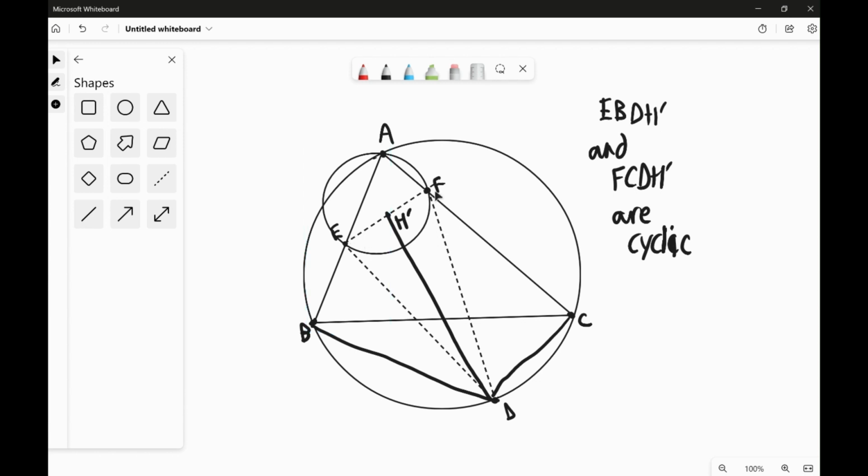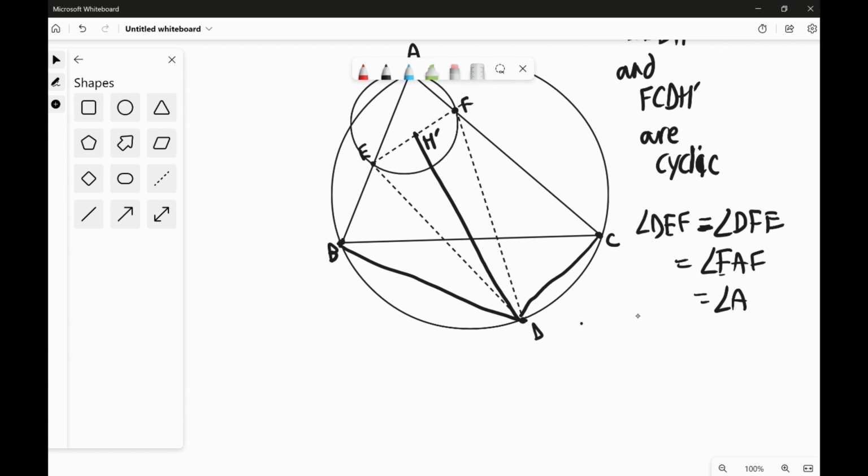So that's something. We would somehow want to get rid of these tangent conditions, so we can say that angle DEF is equal to angle DFE, which ends up being angle EAF, which is just angle A of the triangle. So that's something to consider. We have that angle H prime ED is just equal to angle A, but at the same time it's equal to angle H prime BD.